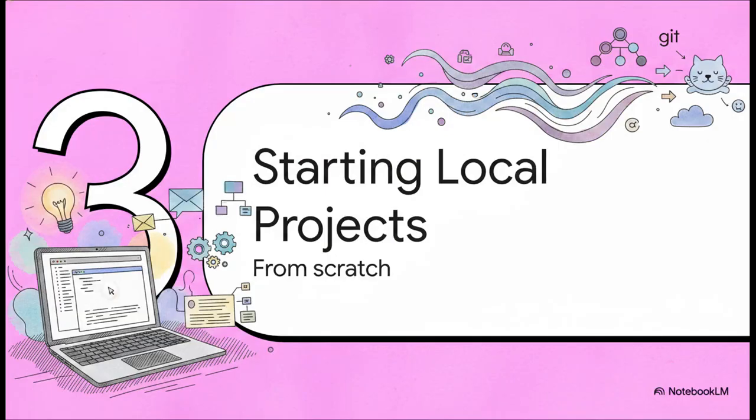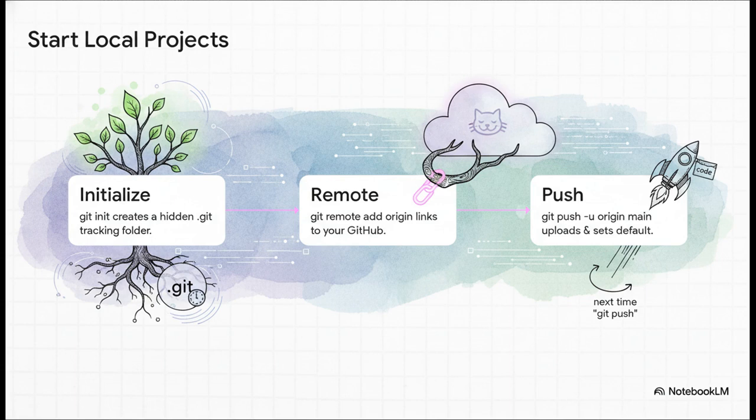Section 3, starting local projects. What if you aren't downloading an existing project? What if you're a new developer starting a totally fresh idea right from scratch on your own laptop? Your workflow shifts just a tiny bit. Step 1, by typing git init inside your empty project folder, you basically breathe life into it. You're telling Git to create a hidden .git folder and start tracking its history.